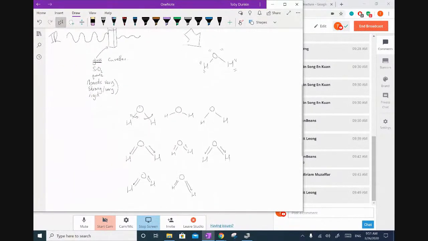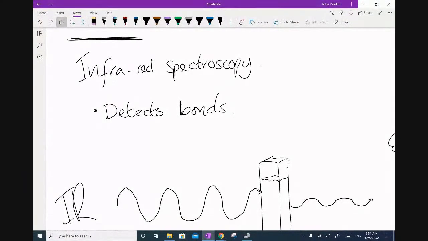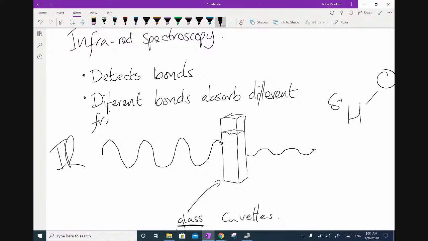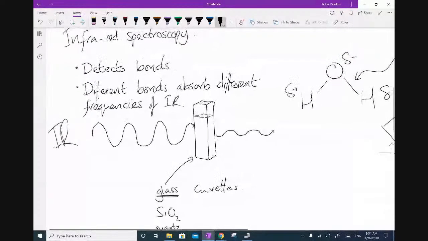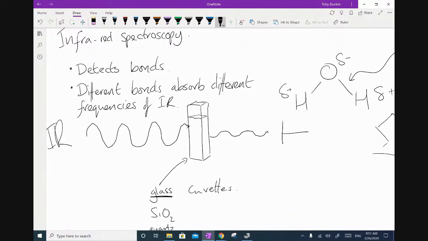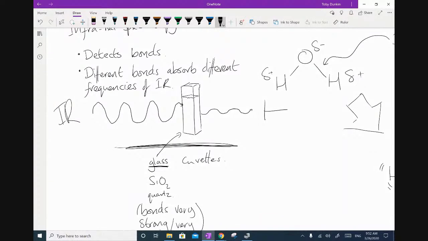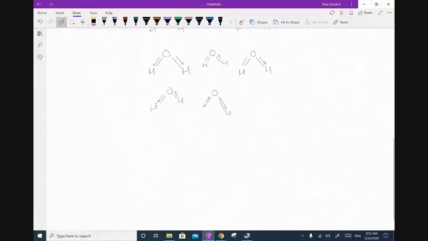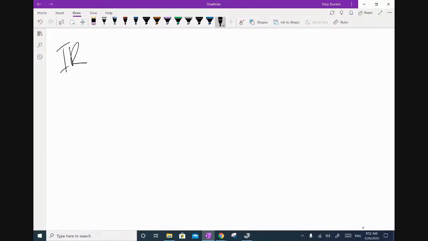What that means is, and that's the key next note, isn't it? We've done detects bonds. We now need to do that. It detects bonds, but not only that, we need to make this note, which is different bonds absorb different frequencies of IR, of infrared. All we have to do is shine, and by the way, we have a detector over here. There's our detector. The reason why I'm drawing this is because this explains what's going on with the graph. So let's now talk about what graph this produces. The infrared graphs.